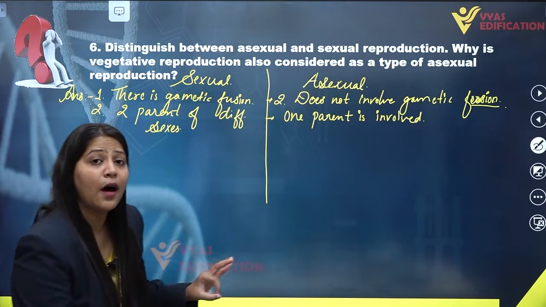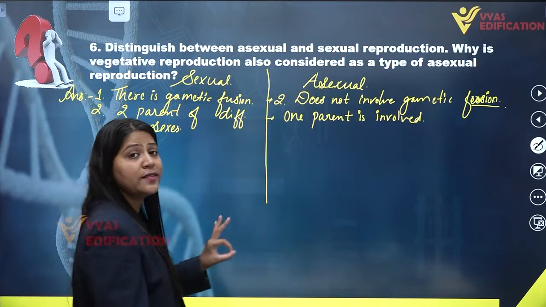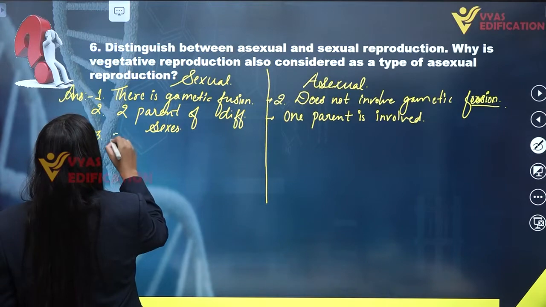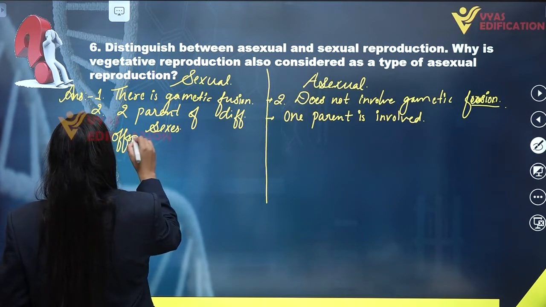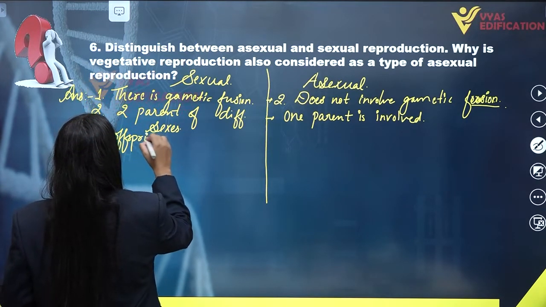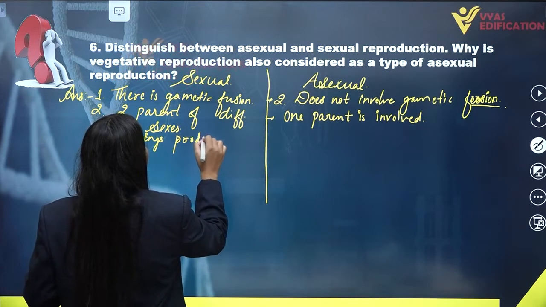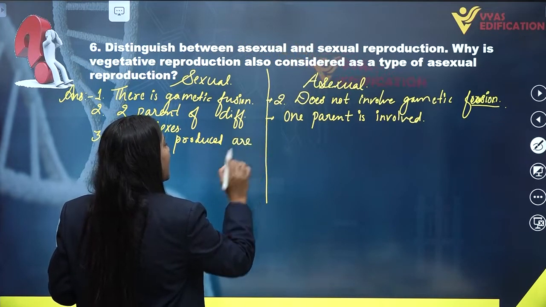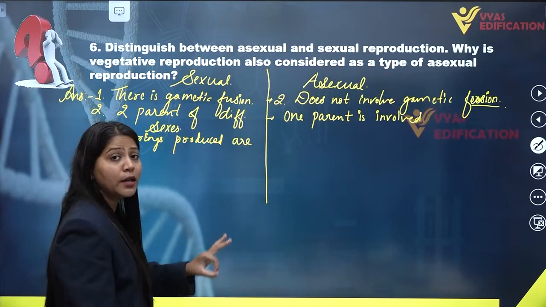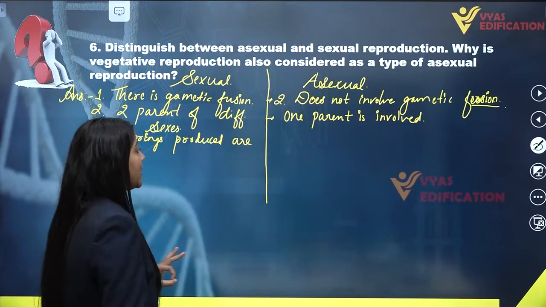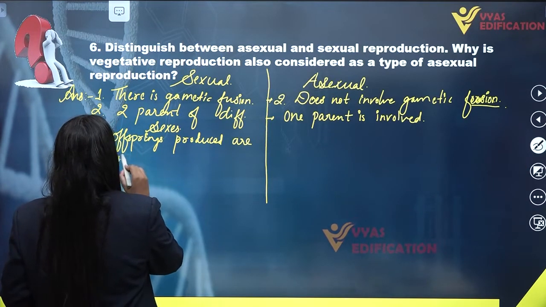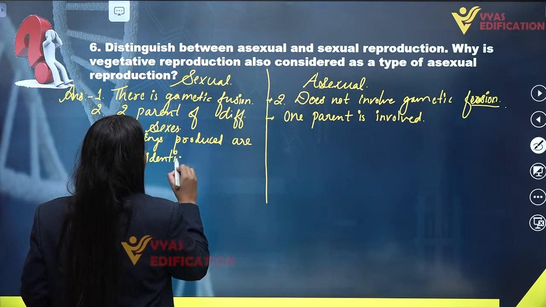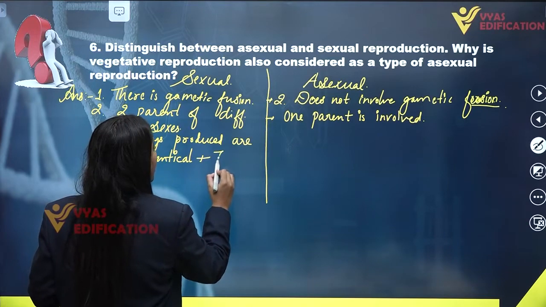The third basic difference between these two is their progeny. In case of progeny or offspring, the offsprings produced through sexual reproduction are of their parents' kind, but are not exactly identical to their parents. They are not identical, and they have variation.